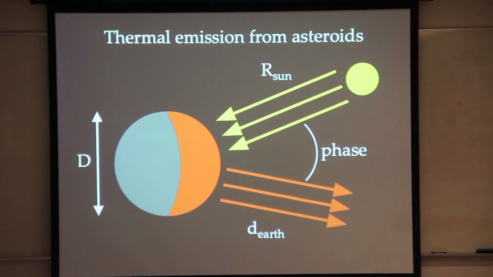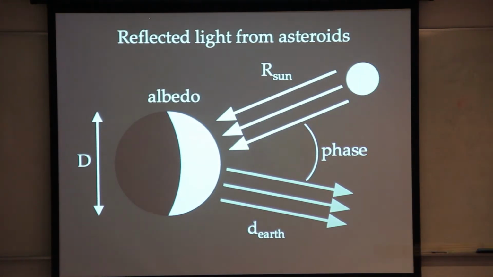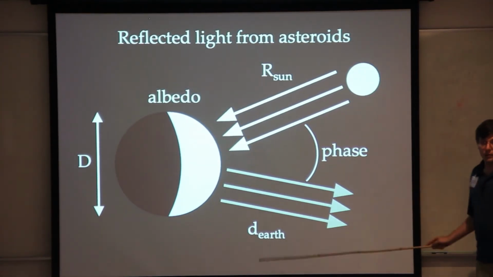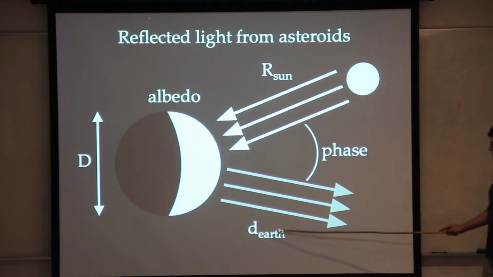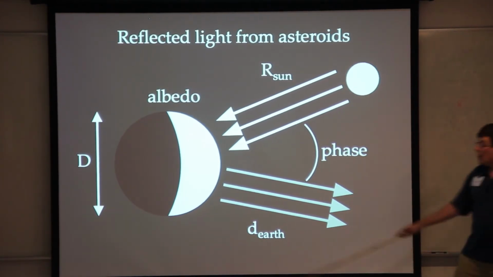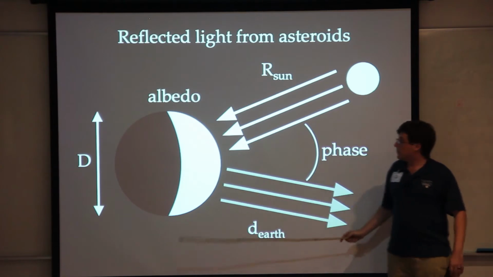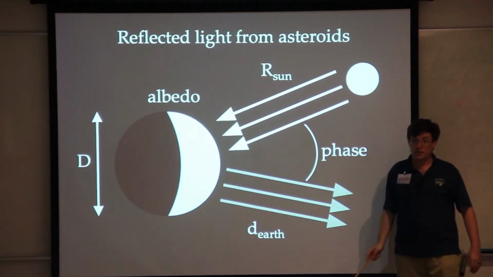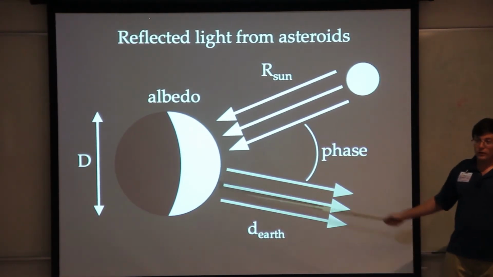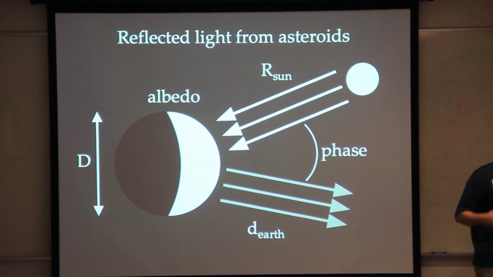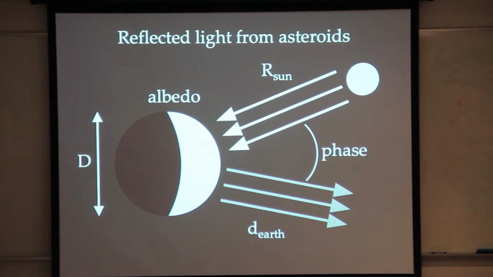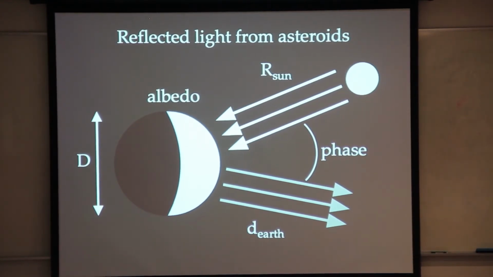But once you have this data in hand, then if we go look at our reflected light, it's the same setup. Right? We still have the light, we still know the R sum, we still know the D Earth, we still know the phase. We get the diameter from our infrared, and now the only thing left is albedo. Is this bright white like chalk? Is it dark like coal? And so by measuring these two things independently, that's what you can get.